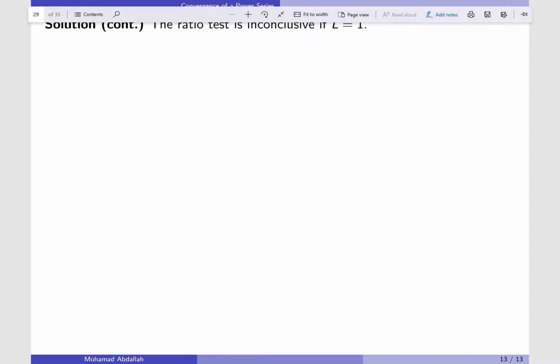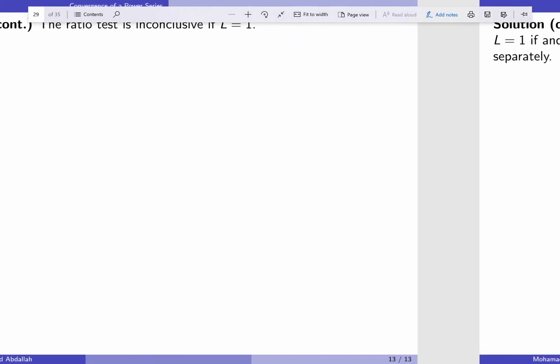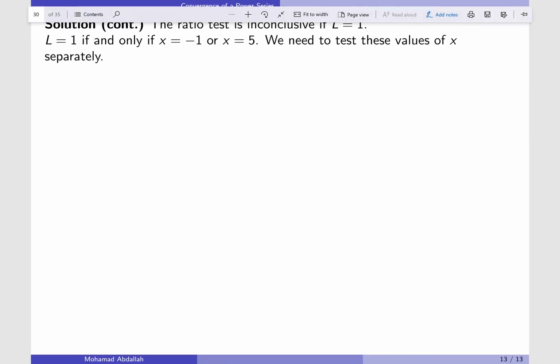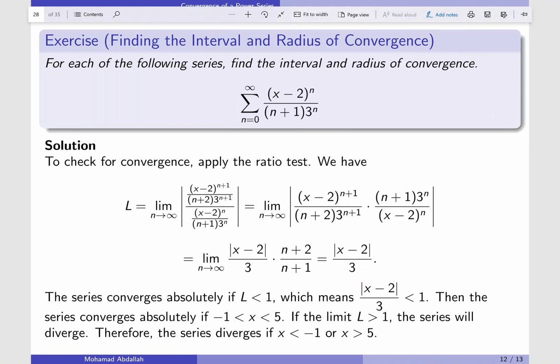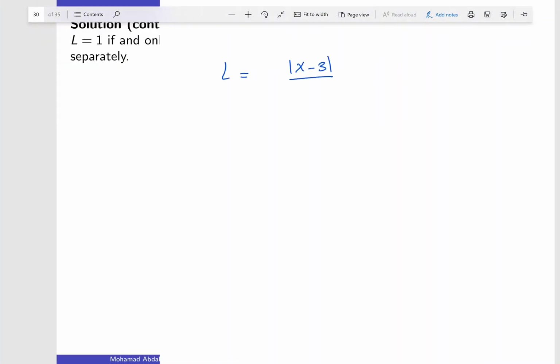Now we're not done yet. As I said, the ratio test is not conclusive, so it's inconclusive at L equal 1. So L equal 1 if and only if x equal -1 or x equal 5. Why? Because remember L was equal to the absolute value of x minus 2 over 3.